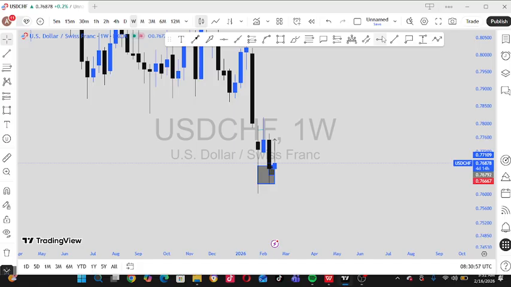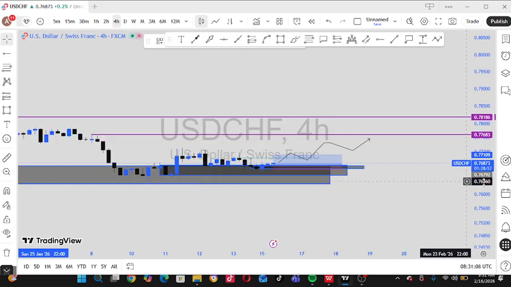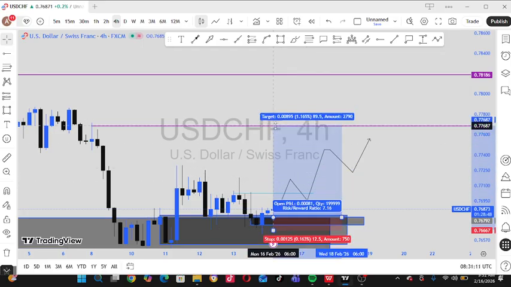Okay, our first draw on liquidity, the first TP, should be here, then the next one should be here before we target any other one. So let's just put our draw on liquidity there. So we target this, let's say we target this.